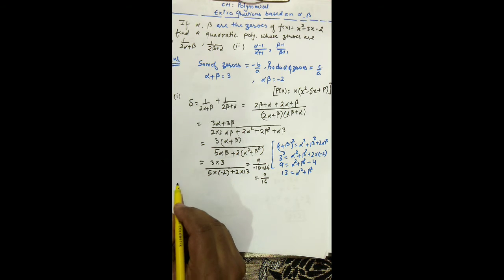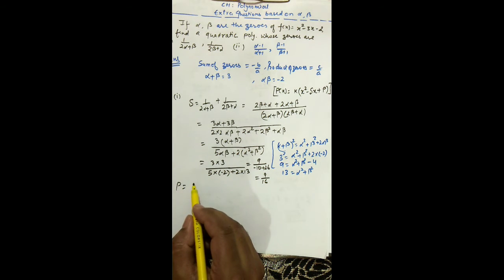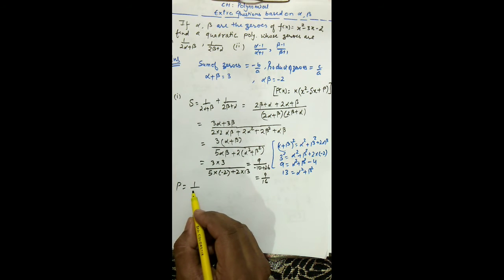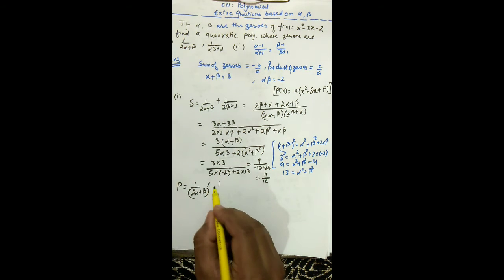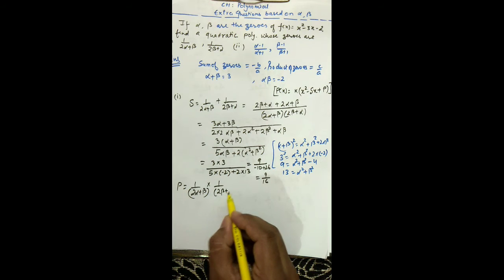So this is the value of S. Now the next step is we find the value of P. P means the product of these zeros. So this is 2 alpha plus beta, and this is 1 over 2 beta plus alpha.